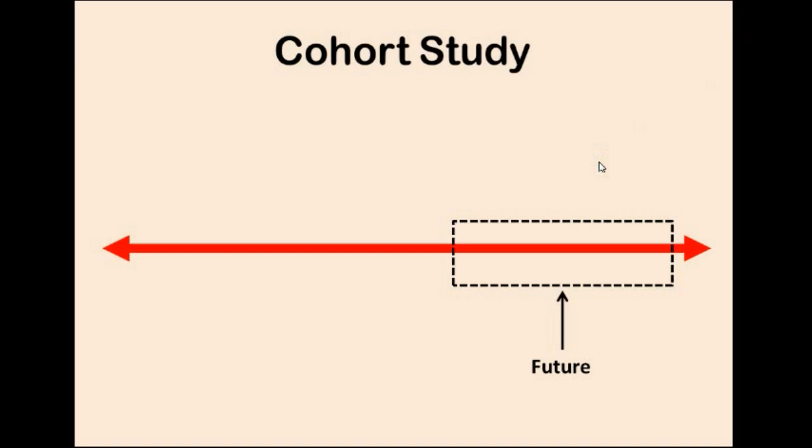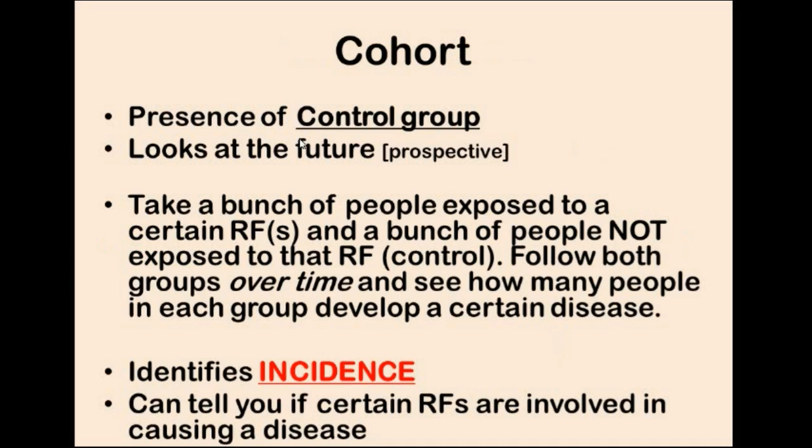The last observational study is a cohort study, and it is the best of all the observational studies. This study is looking at the future in the timeline. There is the presence of a control group in this study, and since it's looking at the future, it's a prospective study. And what you're doing is you take a bunch of people exposed to a certain risk factor and a bunch of people not exposed to that risk factor, which would be your control, and you follow both of the groups over time and see how many people in each of the groups develop a certain disease.